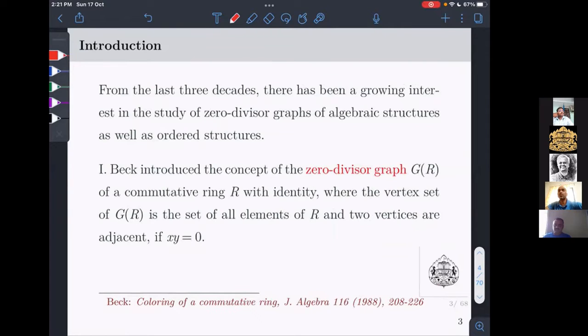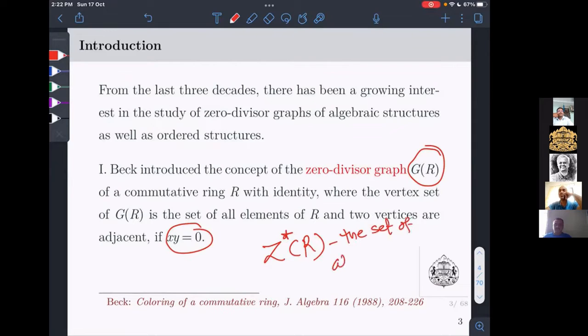I have to fix some notation first. G(R) will stand for the zero divisor graph of a ring R. The rings I am considering are commutative rings with identity. The vertices of this graph are the elements of R, and two vertices are adjacent if their product is zero. As observed in the last lecture, zero is adjacent to all, so instead of considering all vertices, you consider the vertex set as Z*(R). What is Z*(R)? The set of all non-zero zero divisors.